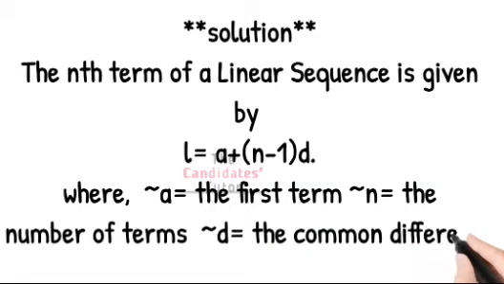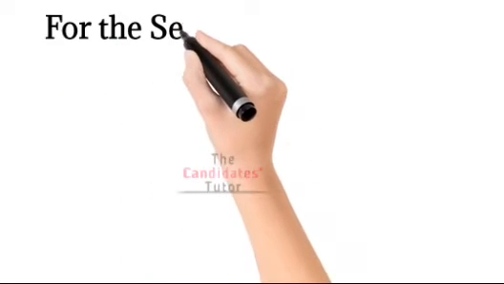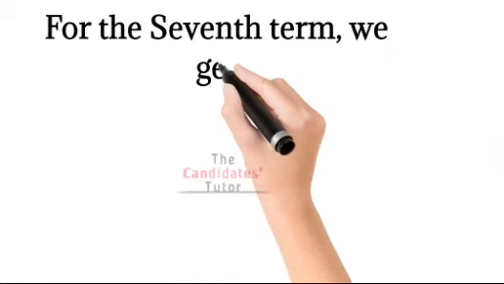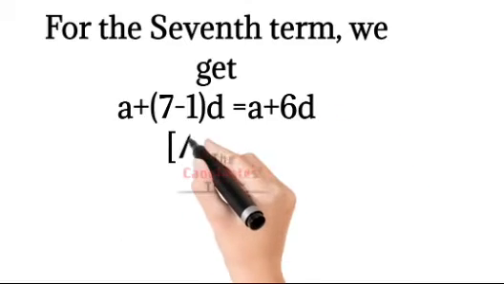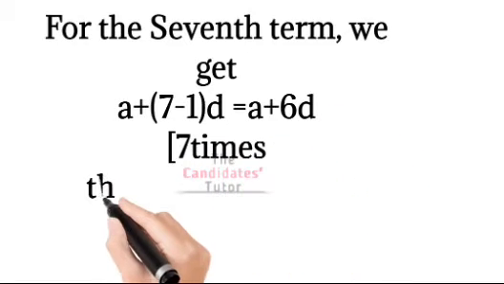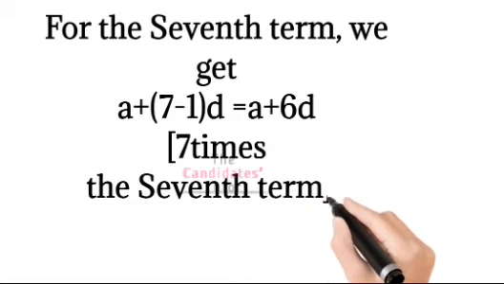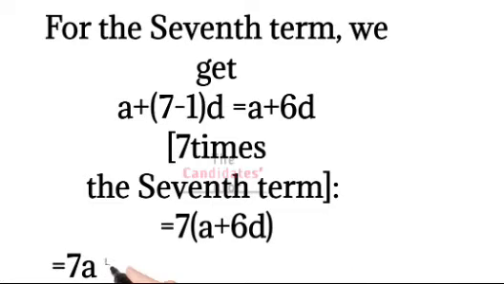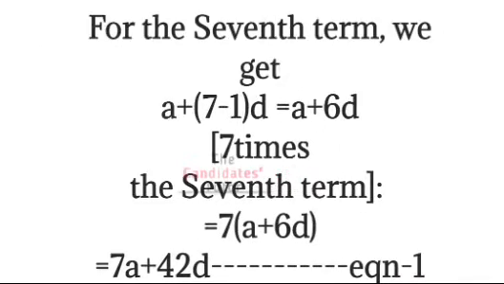All right, so from the question, we have to find the 7th term. For the 7th term, n is equal to 7. So we have a plus (7 minus 1)d, and we simplify and get a plus 6d. So 7 times this is 7 times (a plus 6d), and solving this we get 7a plus 42d, and we name that as equation 1.